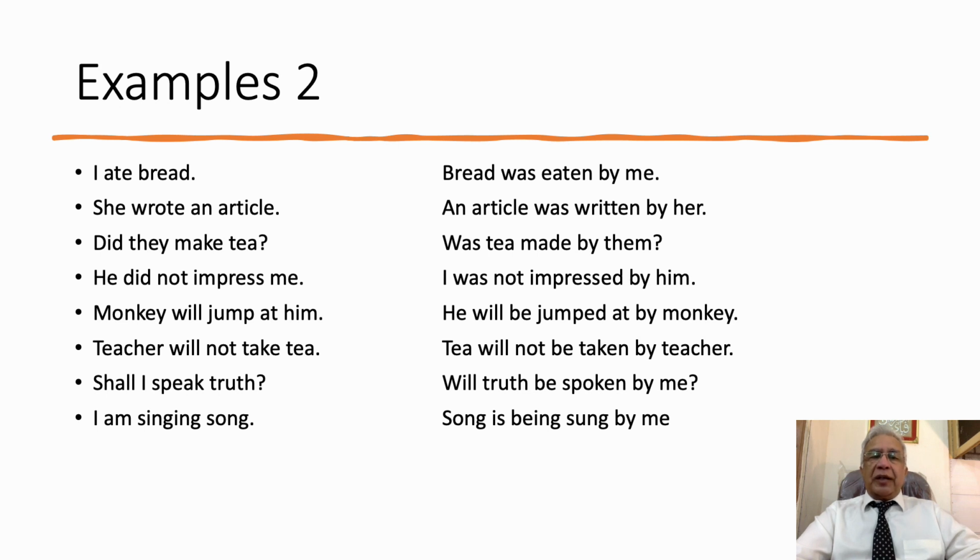Then it is, "She wrote an article." In the same tone, "An article was written by her." And the question is there: "Did they make tea?" "Was tea made by them?" For the sake of question, "was" has been put before the subject.